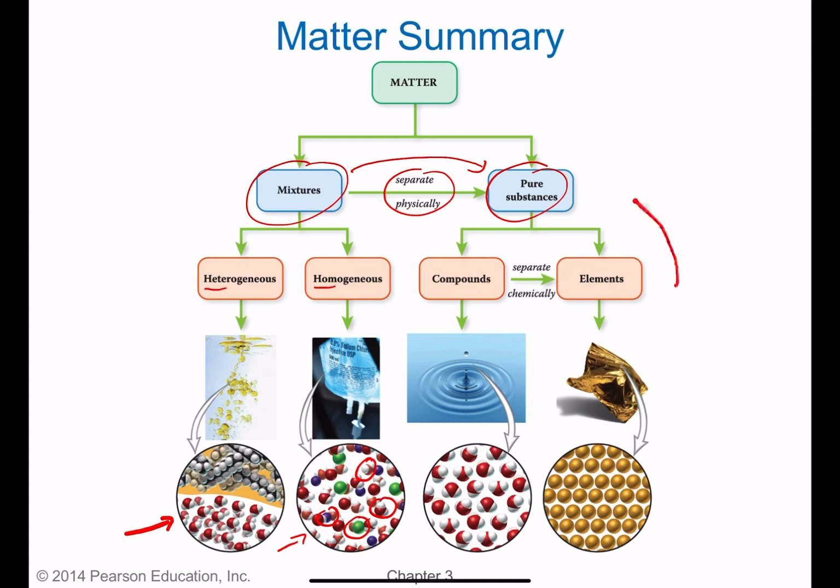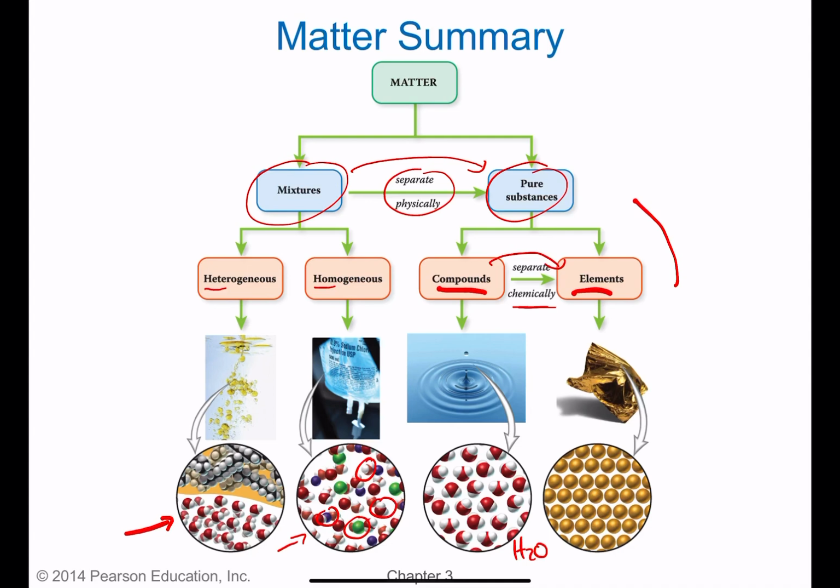Over to pure substances. So we have compounds and elements. To separate a compound into an element, you'd have to do a chemical separation. So here, their example is water. So when we have pure water, we can't see the individual elements. They're chemically combined. The hydrogen and oxygen are chemically combined to make water molecules. The point is it's multiple elements together.